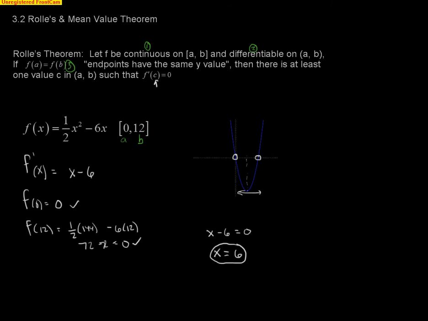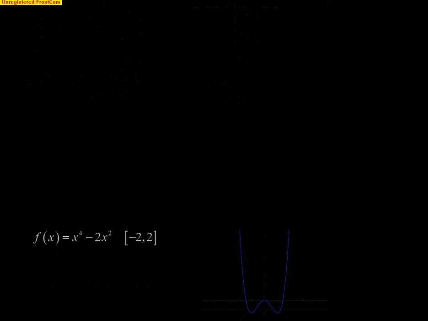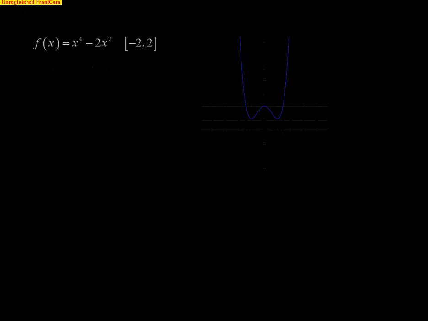Let's try another one here. So I've got this one. We've got x to the 4th minus 2x squared, and we're going again from negative 2 to 2. So there's your a and there's your b. So between those two points, as long as we're continuous, well, as you can see, we're continuous, no sharp points, a nice smooth curve, and we're differentiable.